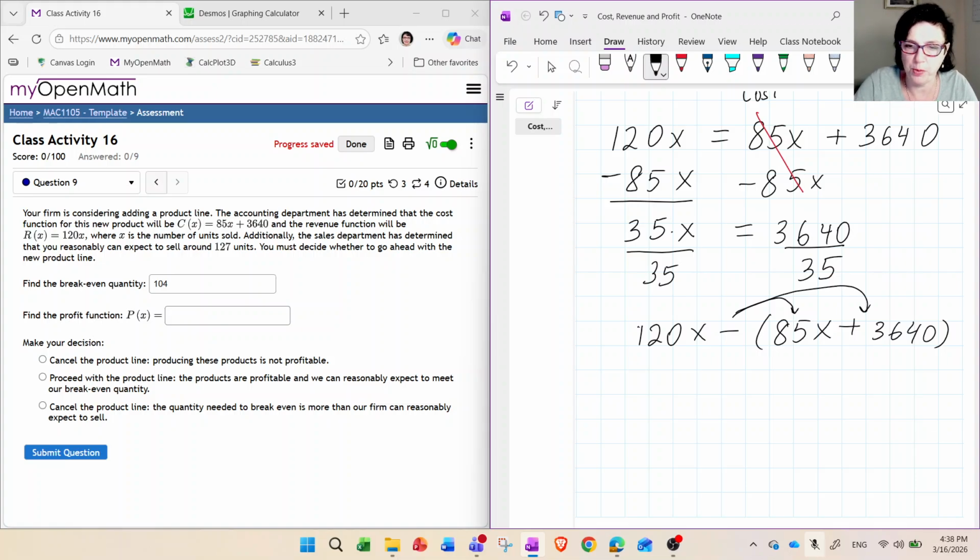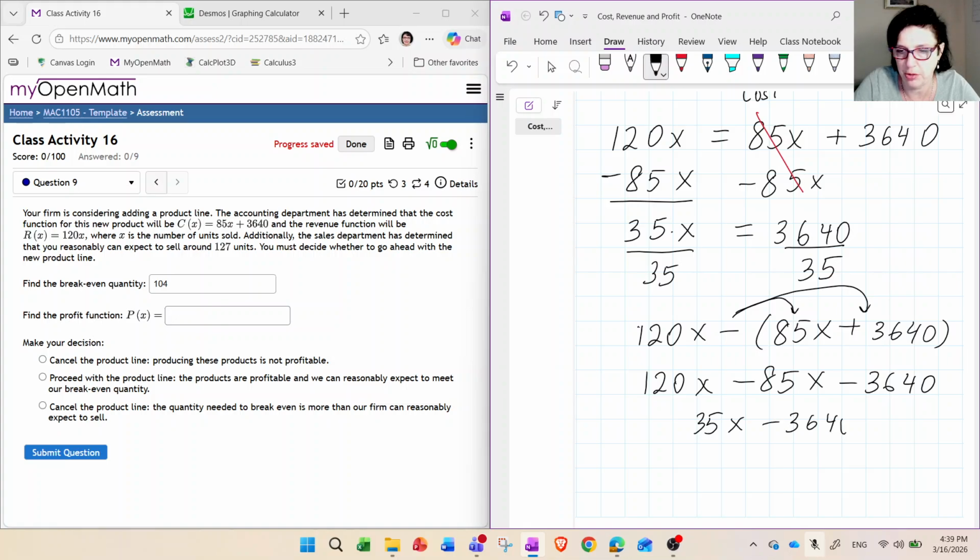That's very important because you're going to be distributing this minus. This is actually a very common mistake, people just put a plus. So if you were to put a plus 3,000, it's like, it's not your cost. It's like you getting this money. But that's not right because it's your cost. So cost is negative, okay? Because nobody's paying you. You are paying to get the business started or whatever. So let's see, 120X minus 85X, that's 35X. And then minus 3,640, that's going to be the profit.